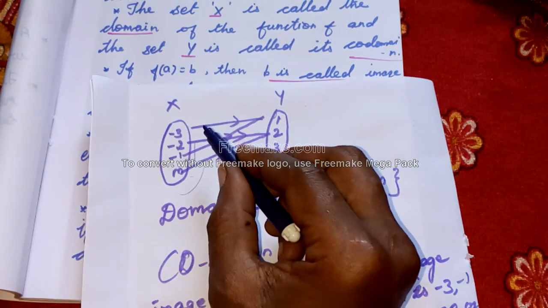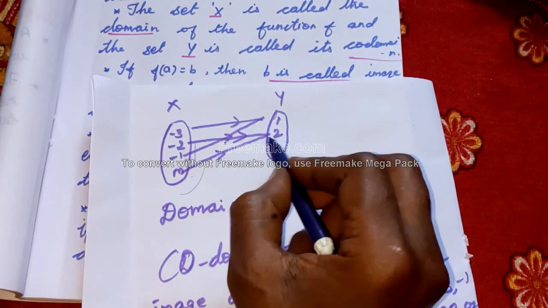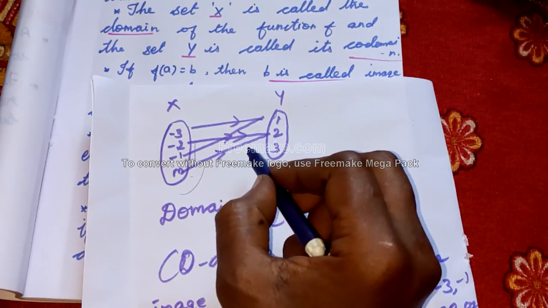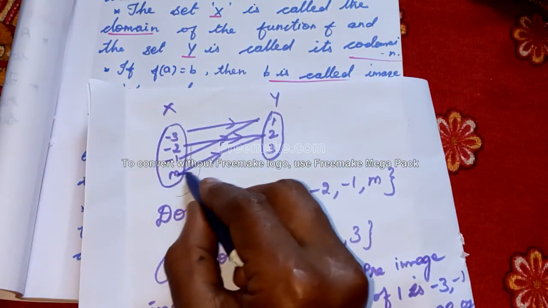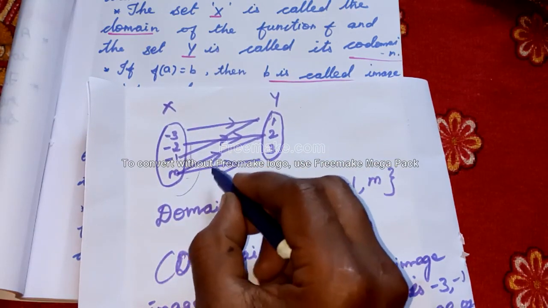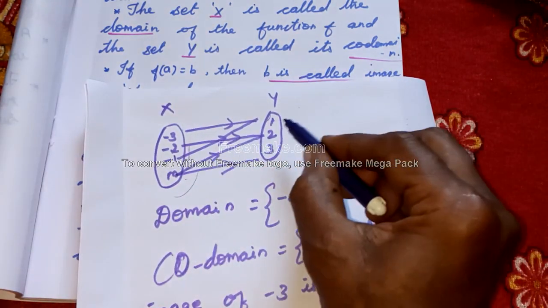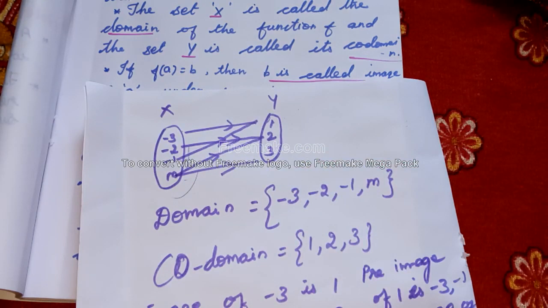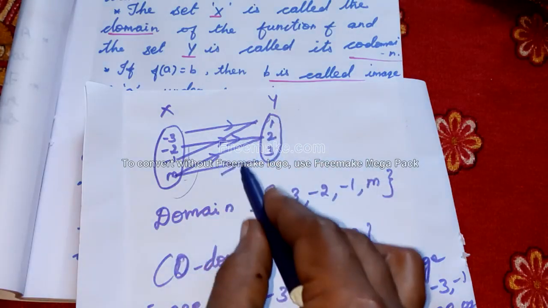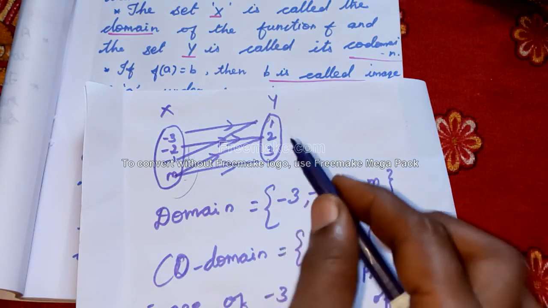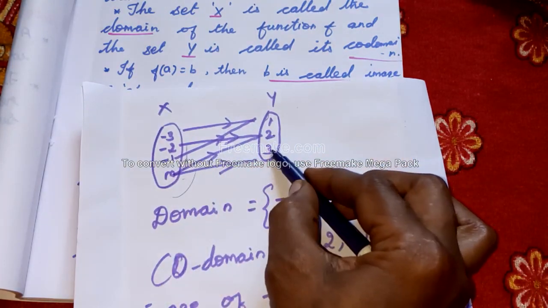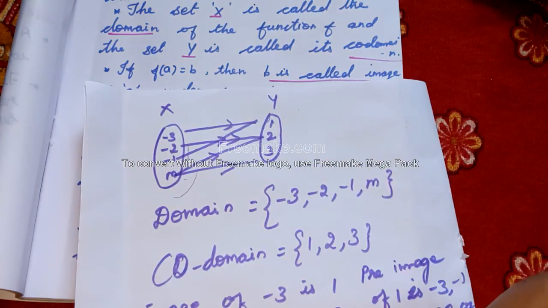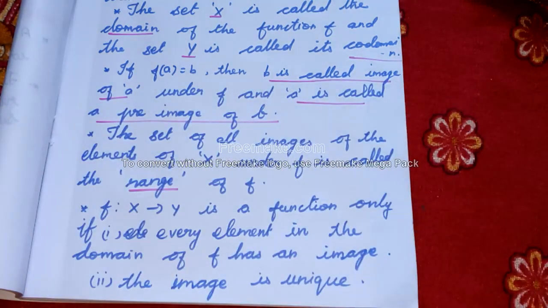No. Sometimes this m has 2 images, that is 2 comma 3. Now it is not a function. Every element in X should have an image, and that also must be unique. Now m has two different images, 2 and 3, so it is not a function. The image must be unique. If the image is unique, only then is it a function. Clear, students?